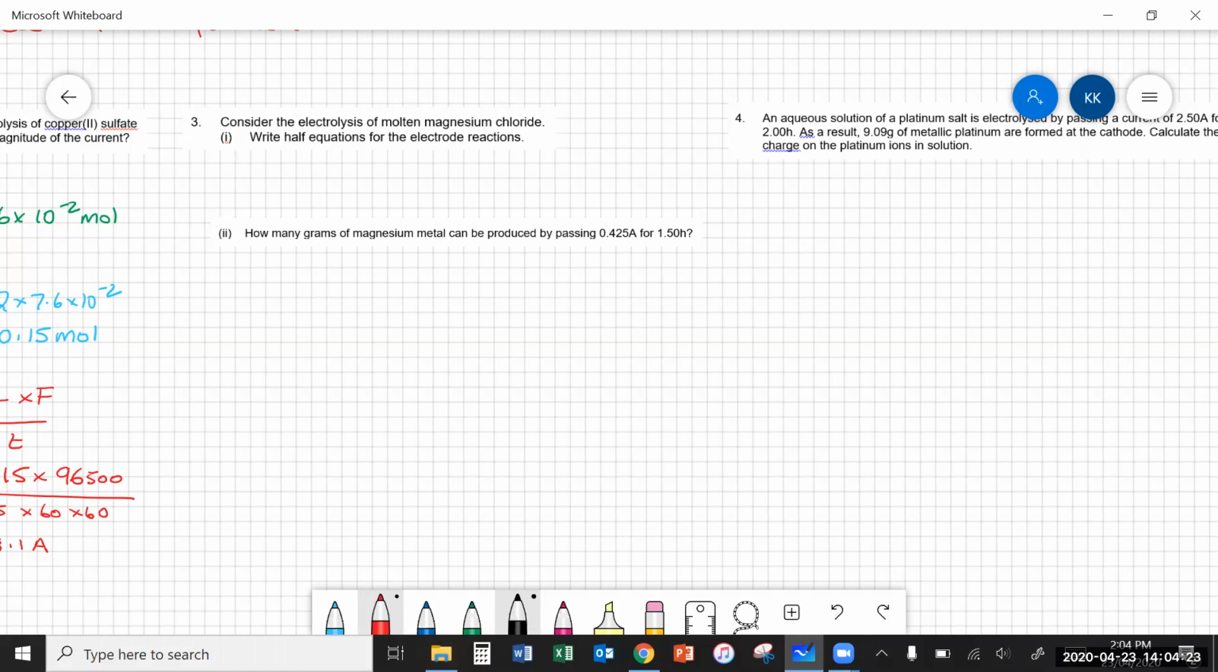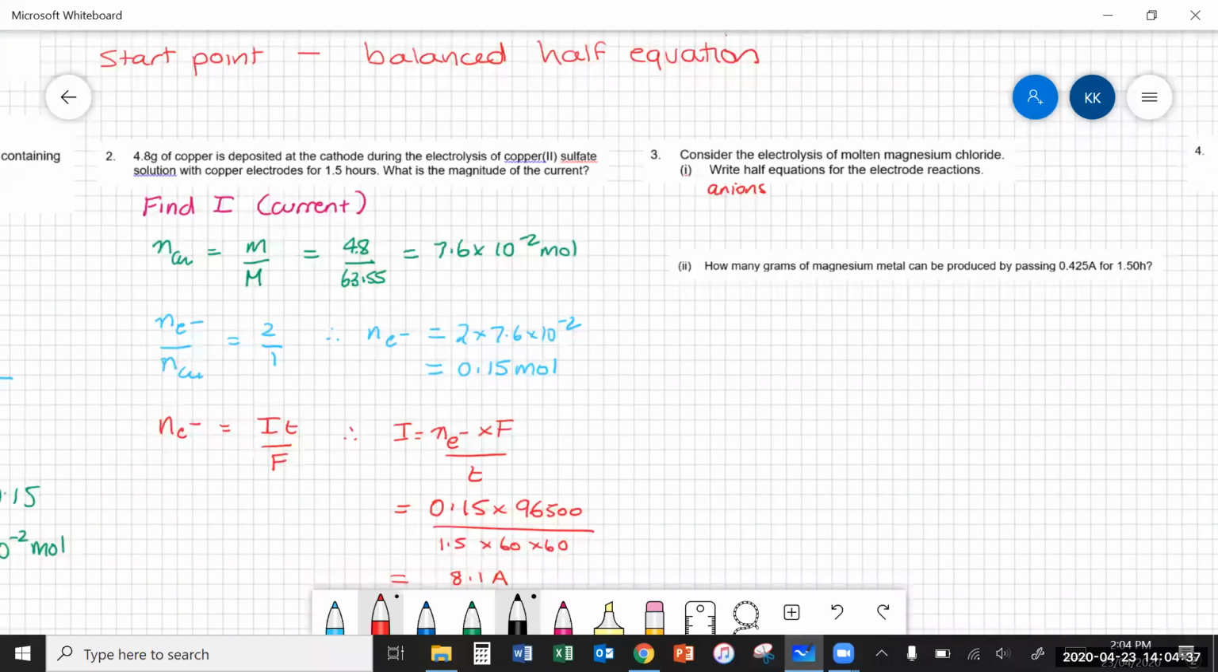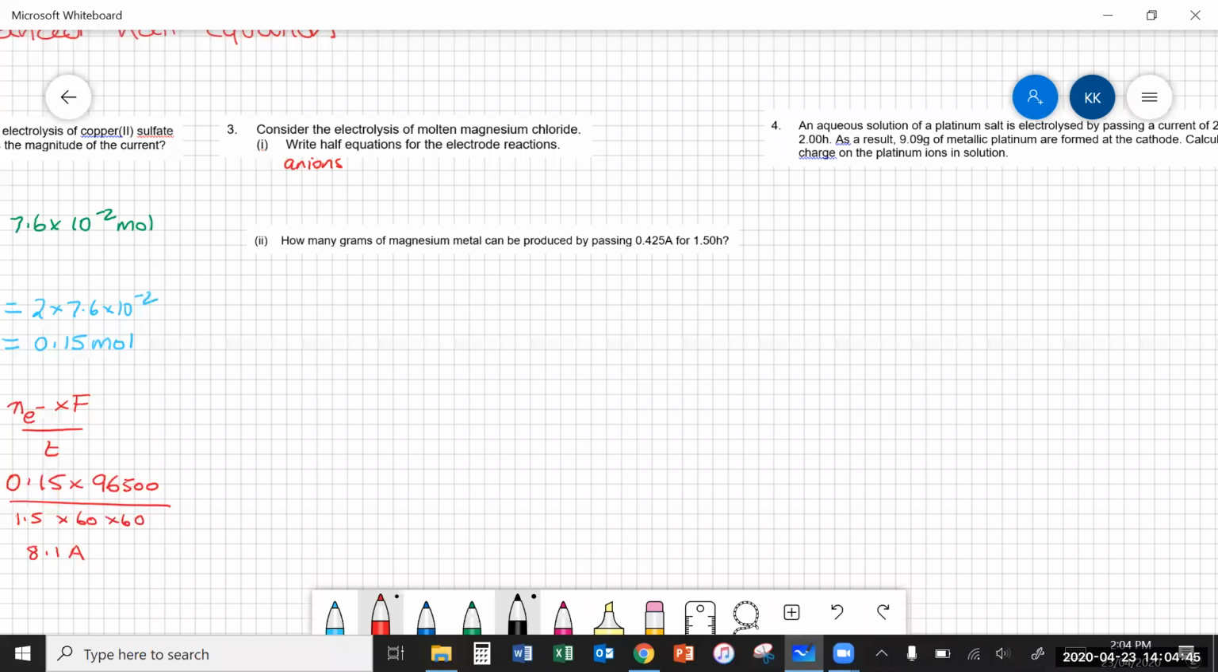Okay, so remember, anions go to the anode and they get turned into their element. And cations go to the cathode and they get turned into their element. So at the anode, our anions are the chloride ion here. And our cations are the magnesium ion.